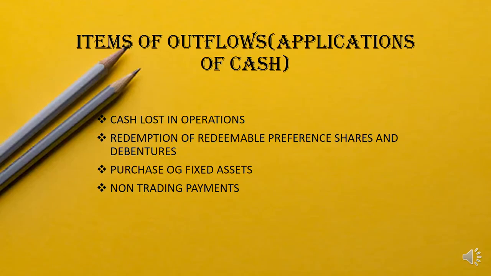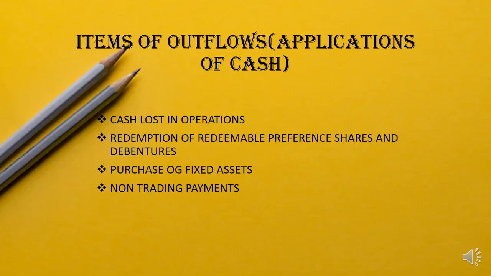Second one is redemption of redeemable preference shares and debentures. The amount paid for redemption of preference share capital or debentures or any other long-term loan should be considered as outflow of cash. The next one is purchase of fixed assets. Payment made for purchase of fixed assets like land, building, furniture, and machinery can be considered as uses of cash. The amount paid to acquire long-term investment also constitutes an application of cash.